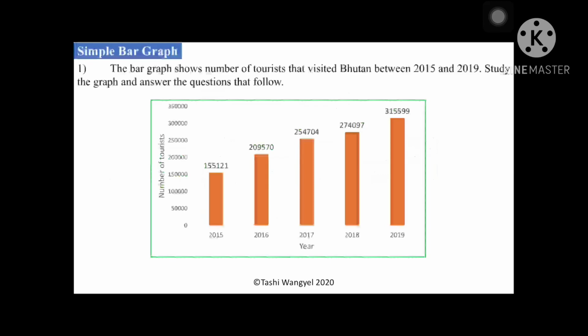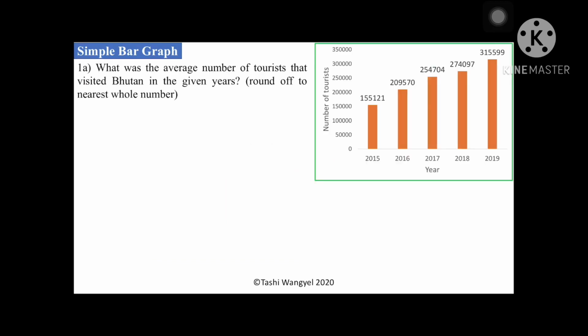The graph shows the number of tourist visitors from 2015 to 2019. The number of tourist visitors increased every year compared to the previous year, with no decline.